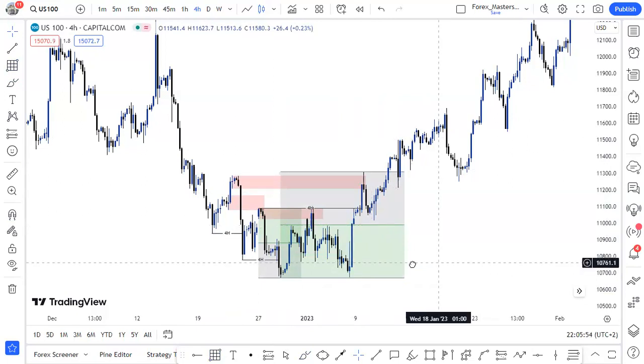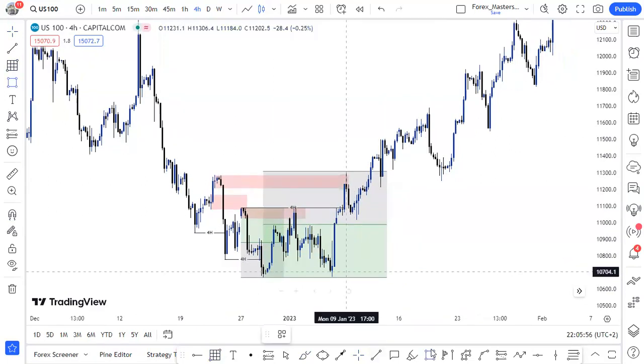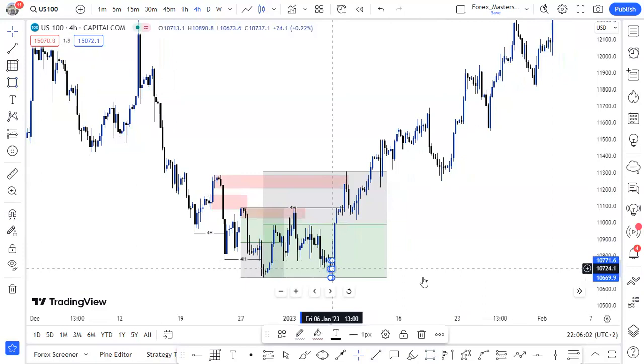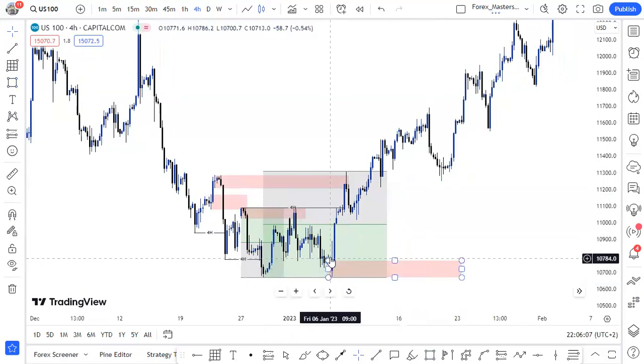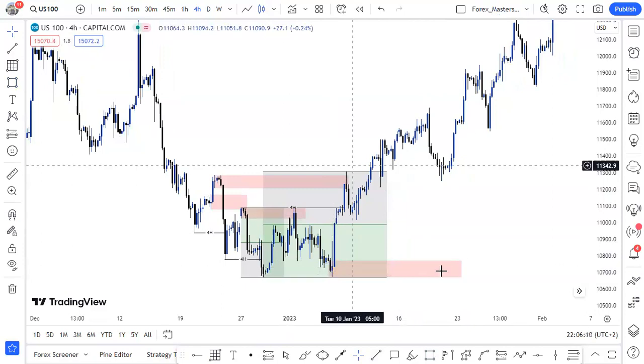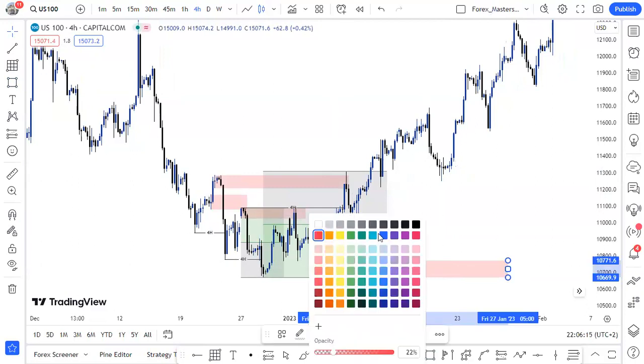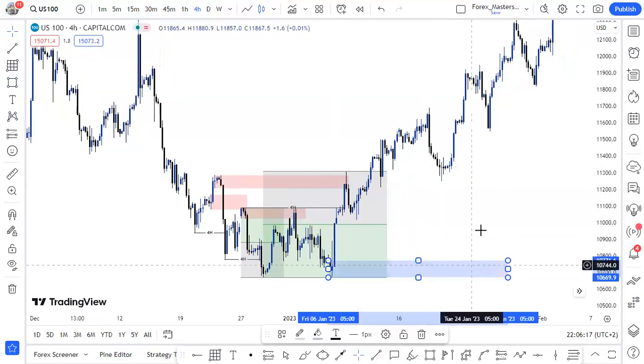All right, so now here we're going to identify the zone. We're going to take this last candle right here, the last sell, because this is the last sell before we bought and went all the way to the upside. So this one is going to be our demand zone. For a demand, we can even pick blue right there.